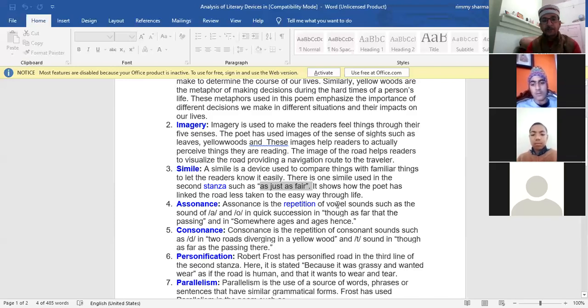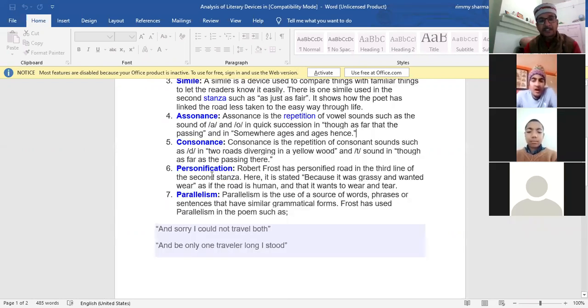Then assonance. Repetition of vowels. I've told you, as far as somewhere ages and ages hence. This is assonance. Consonance is though as far as passing there. Now, personification. What is personification? The road is personified in the third line of the second stanza. He says, because it was grassy and wanted wear, as if the road is human and wants to wear and tear. As the road was human, he's given human attributes to the road itself. That's it. And parallelism, when two things are compared to be parallel. Phrases or sentences, grammatical forms, something is parallel. That's what it is.